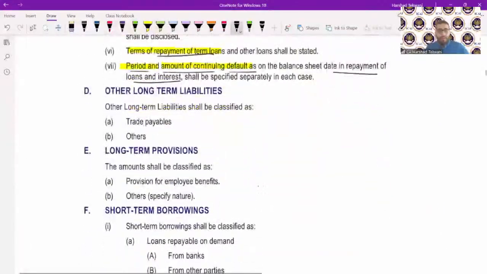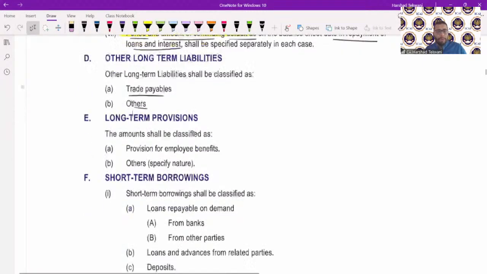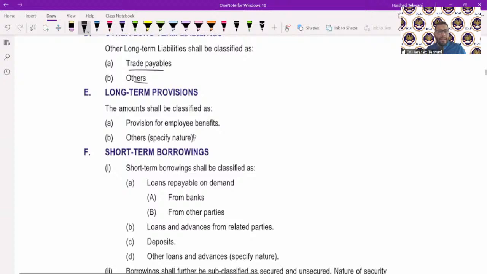Okay. Now, then other long-term liabilities. In case of other long-term liabilities, you need to disclose whether it's a trade payable or others that is required to be disclosed. Then long-term provision. If it is long-term provision, then you need to segregate between provision for employee benefits or others. Whenever there is an "others," you need to specify the nature.